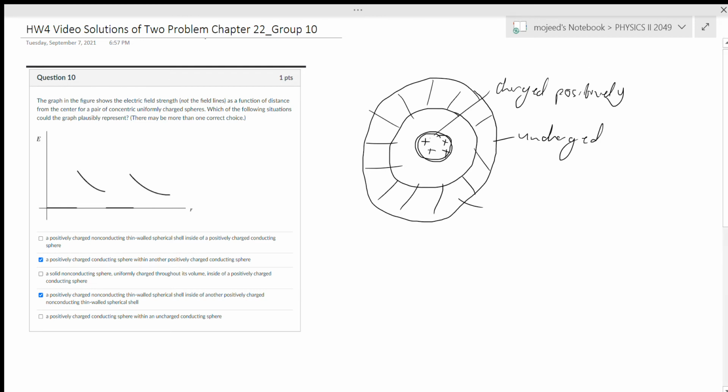So now we're being asked which of the following situations could the graph possibly represent. Over here, we see that the first graph, which is right here, we see that its amplitude is more than the second graph. So we say graph 1, and this is the second graph right here, graph 2. We see that the amplitude is more than the amplitude of the second graph.